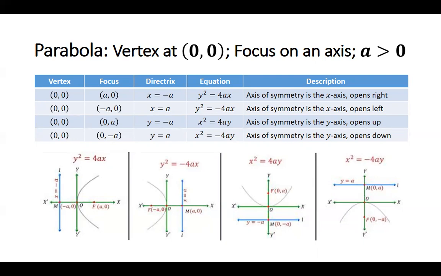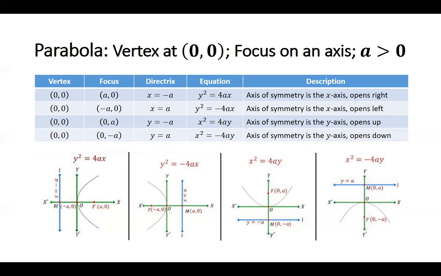If it opens up, we have the vertex again at the origin, the focus at (0, a), because now y is what is changing because it's opening up or opening down. So this one is opening up. The directrix is y equal to negative a. The equation is x squared is equal to 4ay, and the axis of symmetry is the y-axis. And it opens up. In the final case, vertex is at the origin, focus is at (0, negative a), directrix is y equal to a. The equation is x squared is equal to negative 4ay. Axis of symmetry is the y-axis, and it opens down.